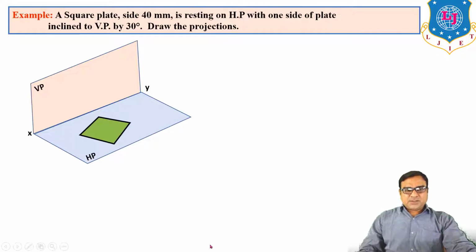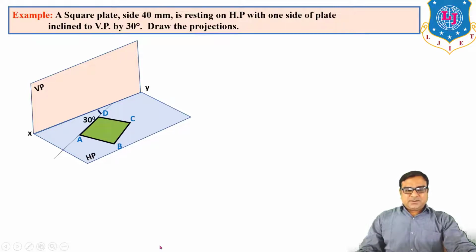Now the side of the square plane must be 40 mm and it is placed on HP in such a way that one of the sides is inclined to VP by 30 degree. So in this square, out of these four, you can take any one side which must be inclined to vertical plane at 30 degree.